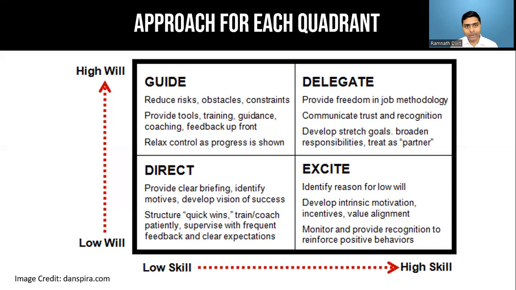Then you have the guide quadrant, where you see people have got low skill, but they have got high willingness. So these are people who want to perform. They want to showcase that they are there and they are going to contribute. So as much as possible, try to remove obstacles and barriers from their way. That is what your role as a leader would be. But at the same time, you need to provide them some kind of training, some kind of coaching.